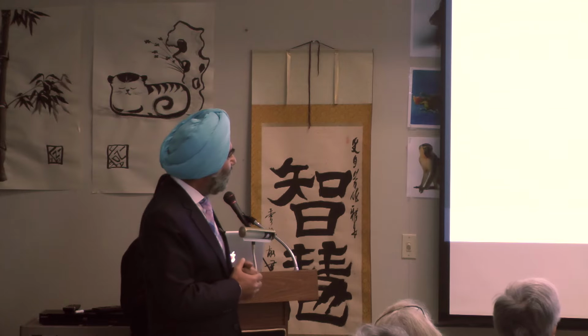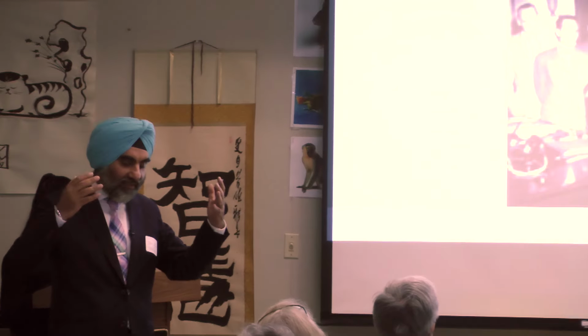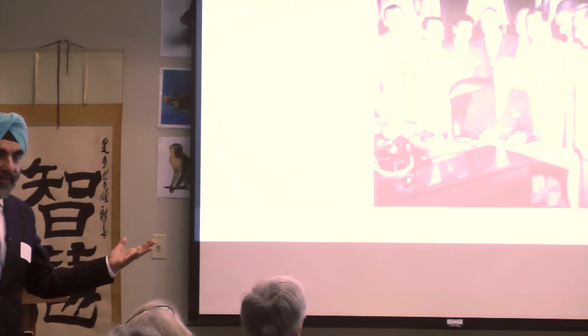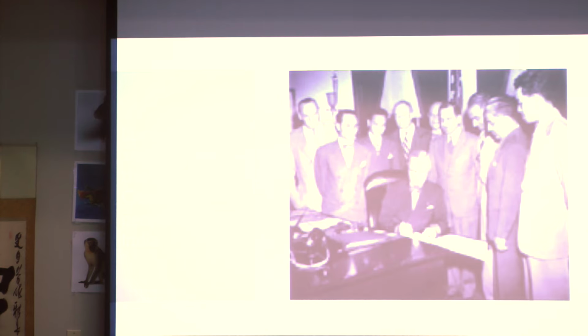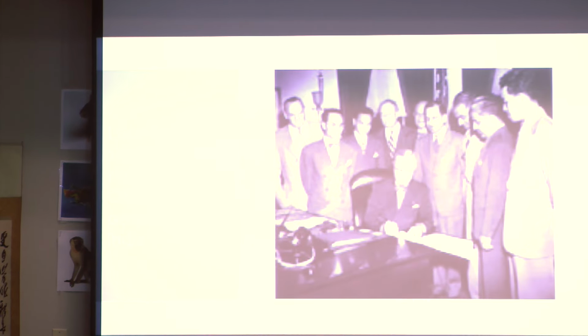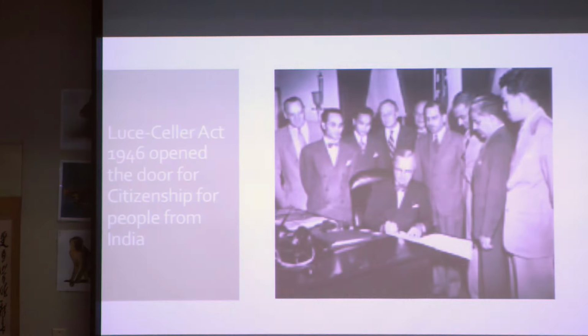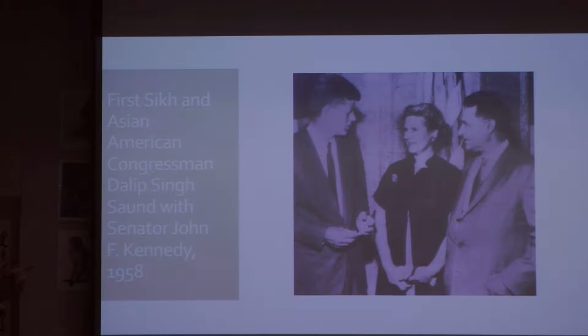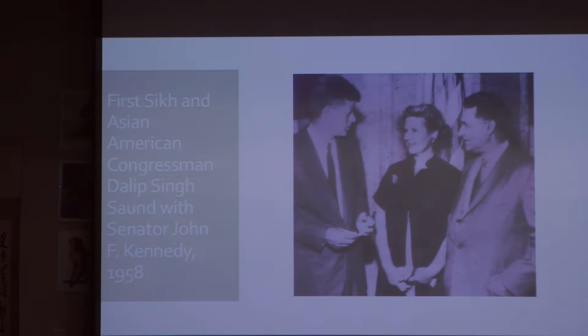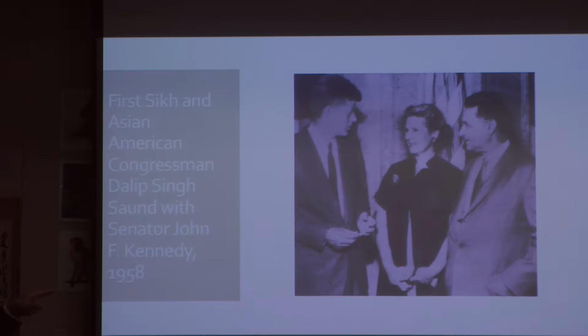So this is probably one of the pioneers, or I would say a monumental thing that happened in the US. After a lot of lobbying, the Luce-Celler Act was passed in 1946, which opened the doors for citizenship for people from India. So after that, they were able to apply for citizenship. Dalip Saund, this gentleman right now standing with President Kennedy, who was a senator at that time, was the first Asian Indian, the first Sikh, or even the first Asian, to become a US congressman, because he became a citizen after the Luce-Celler Act.